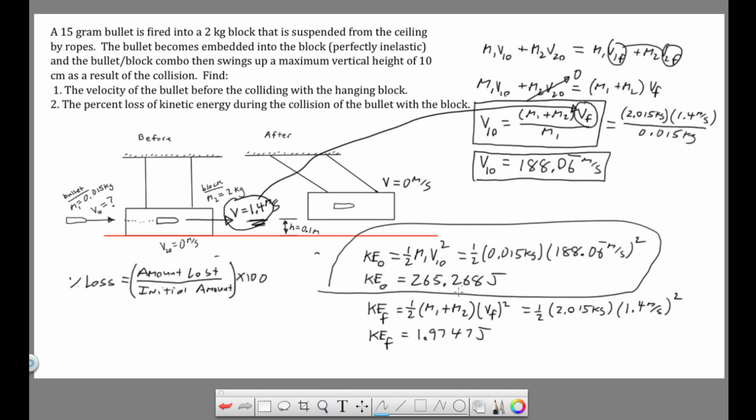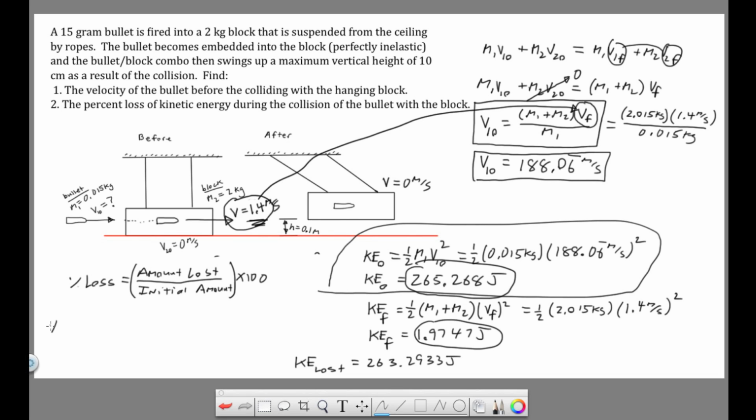So this is a dramatic loss of energy. We started with 265 joules and ended with 1.97 after the collision. If this were money, I'd be upset. $265 down to $1.97. That's a big loss. So the kinetic energy lost, the amount that's lost, is the difference between what we start with and what we end with. So we're going to subtract these two. So we lost 263.2933 joules. I'm not rounding yet.